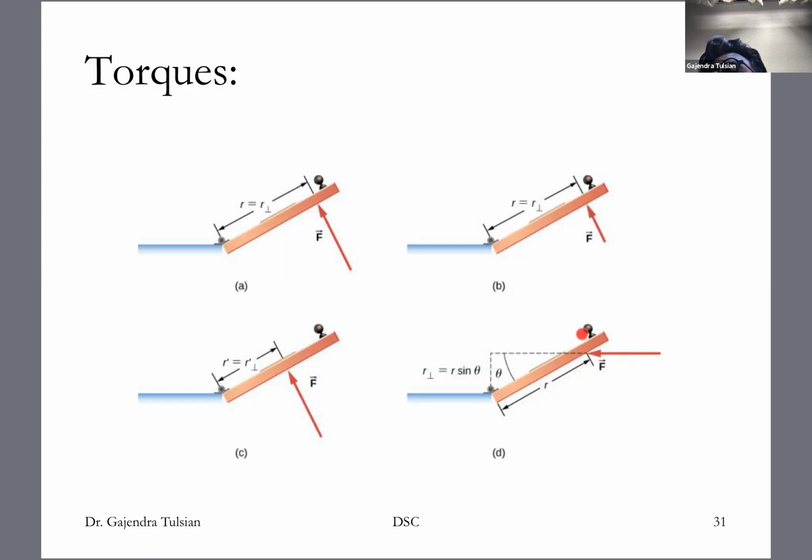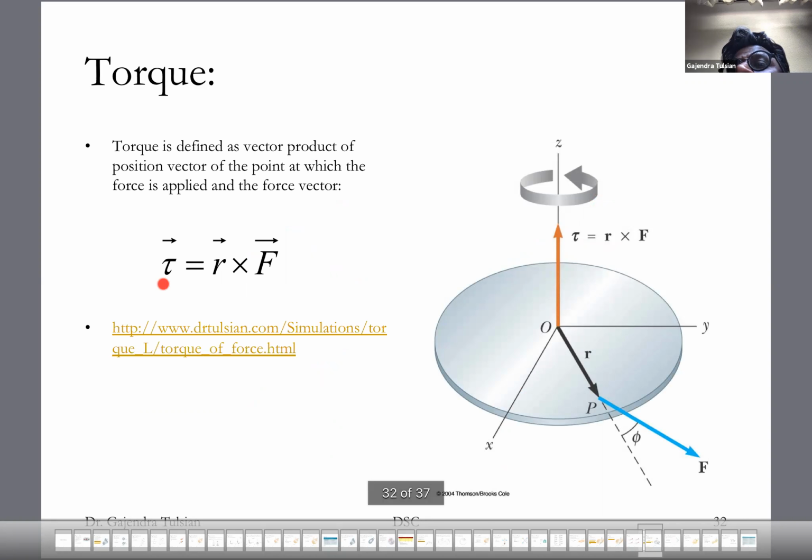Everything we said about the torque can be captured in this formula. This formula says the torque, which is a vector, is r cross F. It's the cross product, where r is the vector from the axis of rotation to the point of application of the force. So that's the vector r. If you're applying a force like that, that's the force. The torque is r cross F.